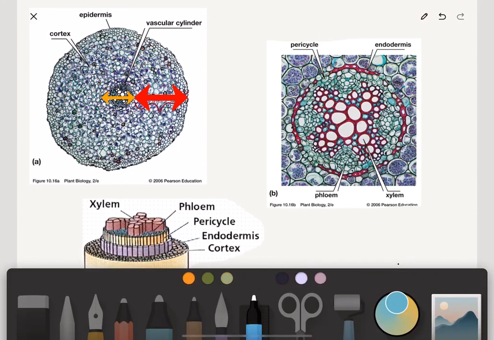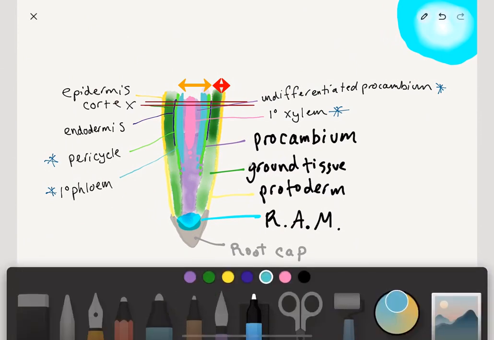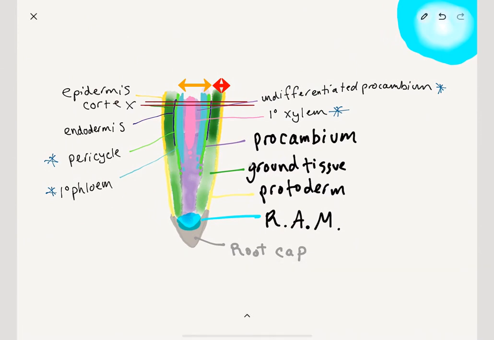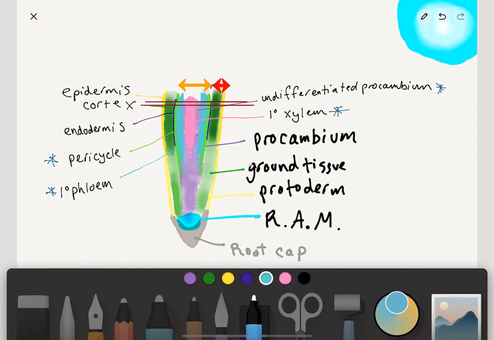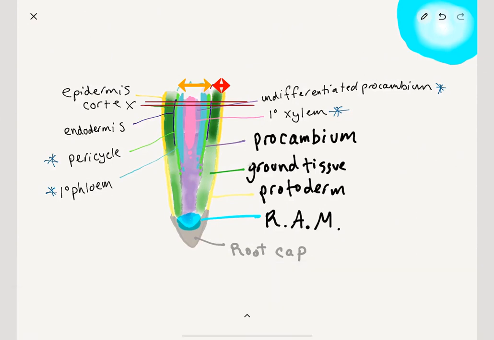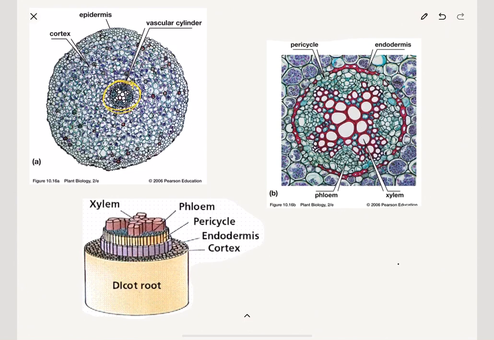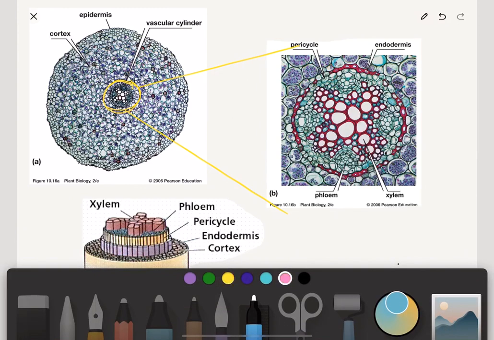Here, the cortex is labeled by a red arrow and the vascular cylinder labeled by the orange. This is a cross section through a root, and this is the longitudinal section of our diagram with the colors coordinated. Here, the red arrow is cortex and the orange is the vascular cylinder. There's variation on the relative sizes of vascular cylinder to cortex based on species. Now we've blown up the vascular cylinder from the picture on the left to show you the closer up version of the vascular cylinder of the picture on the right.